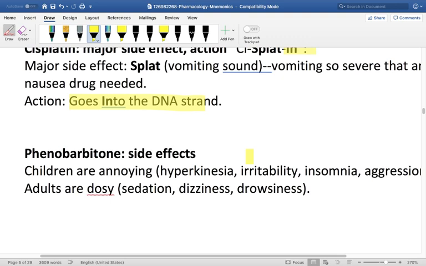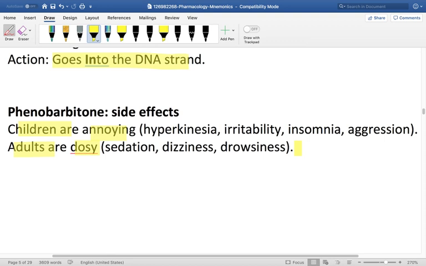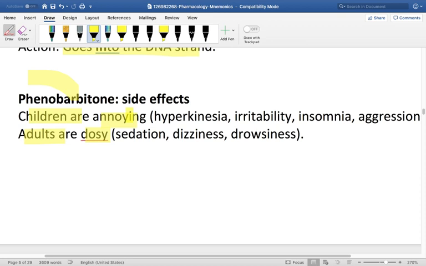Now, phenobarbital, what are the side effects? In the case of children, they are annoying. In the adults, they become drowsy. So, hyperkinesia, irritability, insomnia, aggression are the features of phenobarbital if you use in children. In adults, they make them sedate, giddiness and drowsiness.